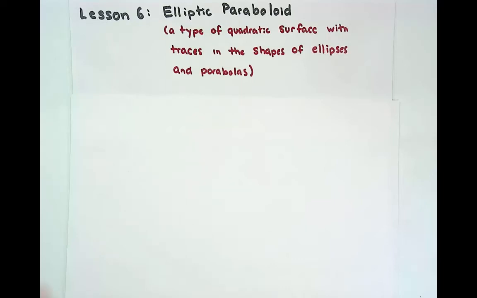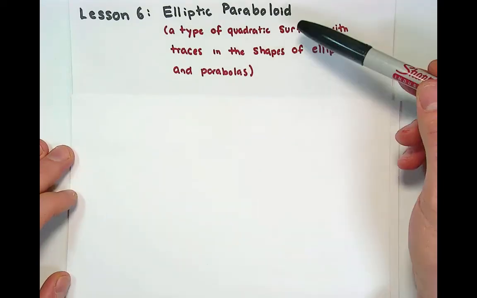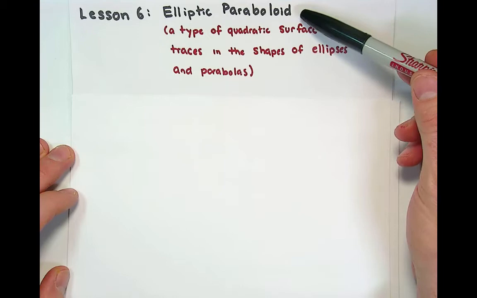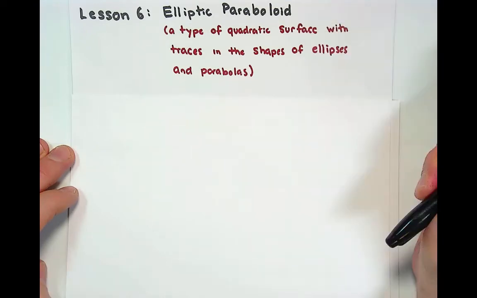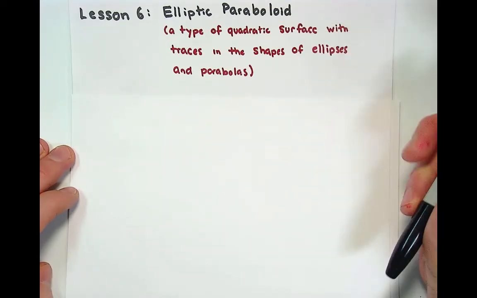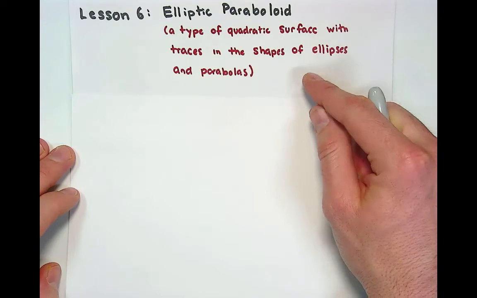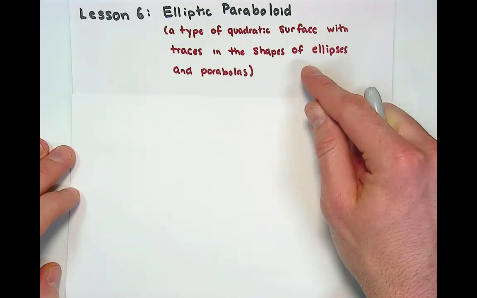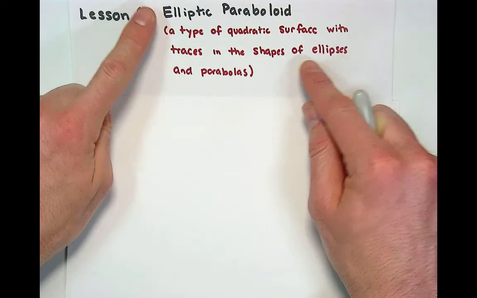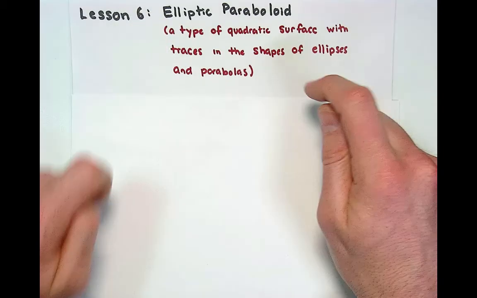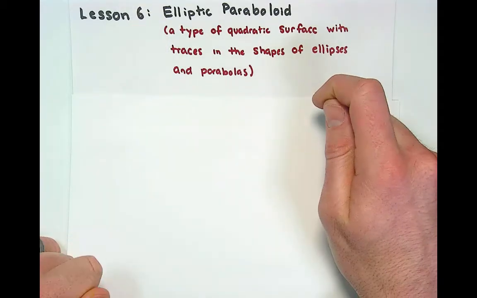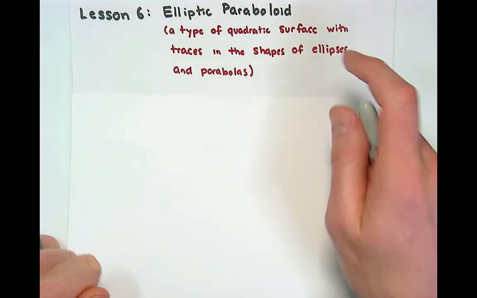Welcome back. In this video, we're going to follow up with our next example of a quadratic surface, which is called an elliptic paraboloid. This name comes from the fact that the shape of the traces of this surface are ellipses and parabolas. Recall back to our discussion of ellipsoids. The traces of ellipsoids are all ellipses.